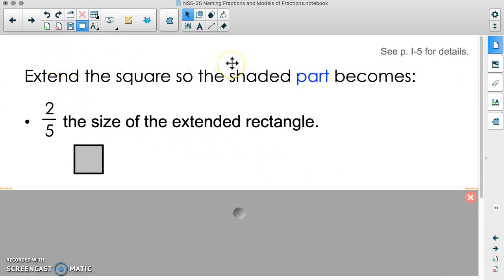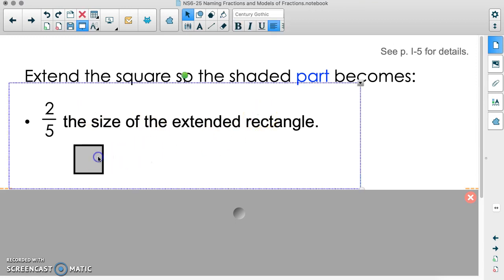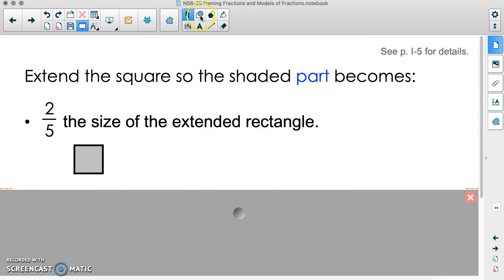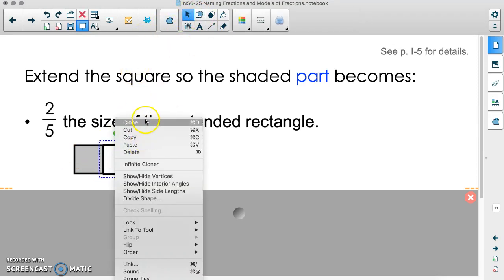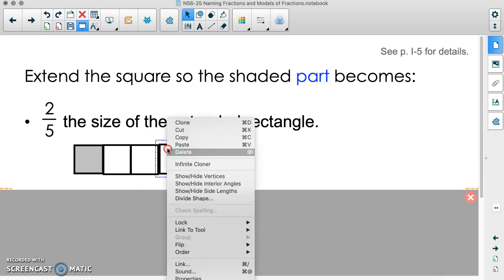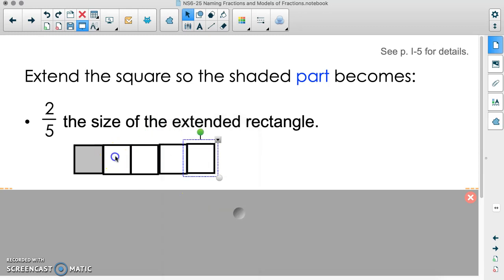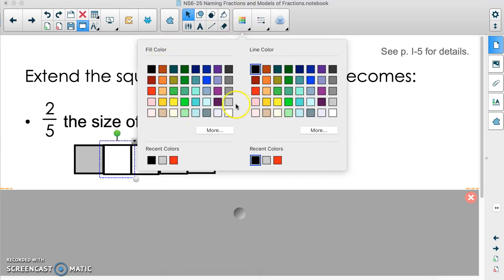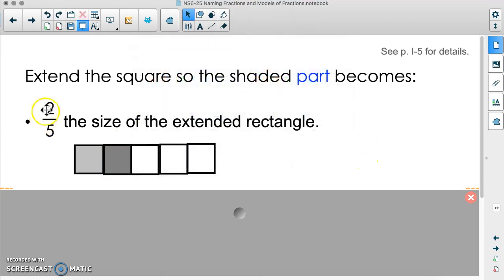So now if I want to extend the square so the shaded part becomes 2/5 the size of the extended rectangle, I want to have 5 of these squares with 2 of them being shaded. So right now I have 1, I need 2, 3, 4, and 5, but 2 need to be shaded. So I need to shade this one gray to make it true to be 2/5 of the extended rectangle.